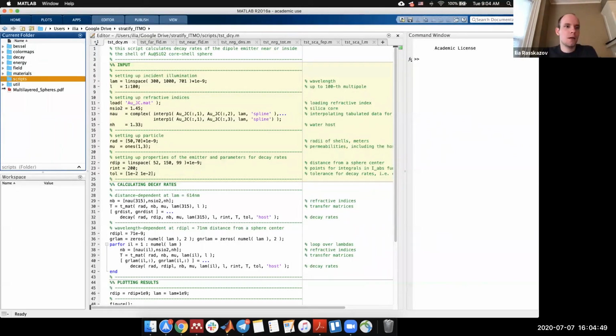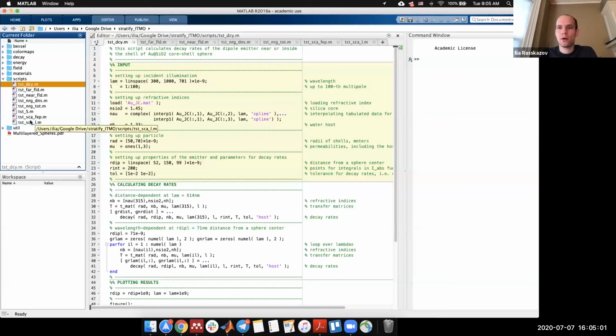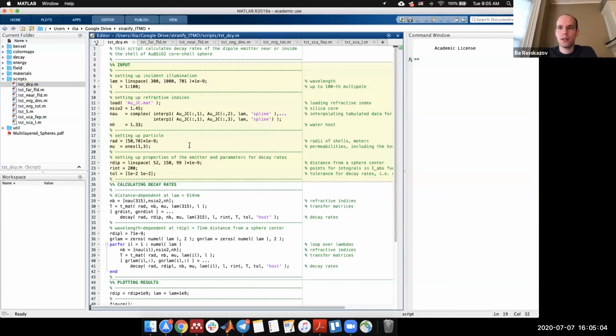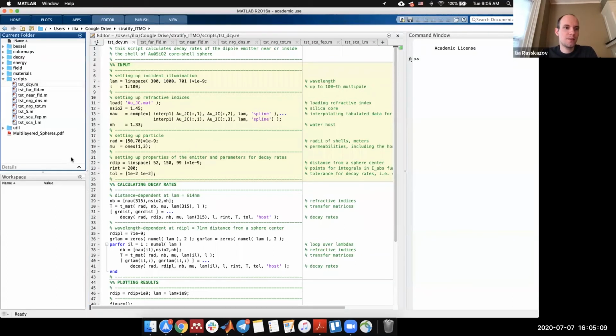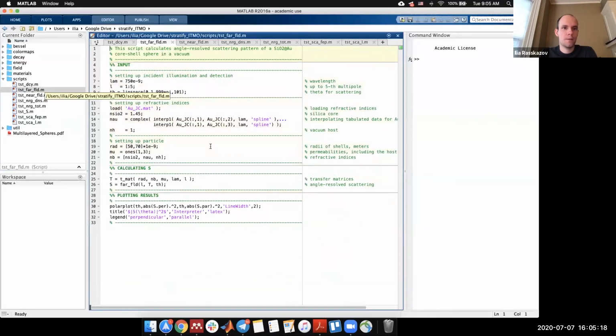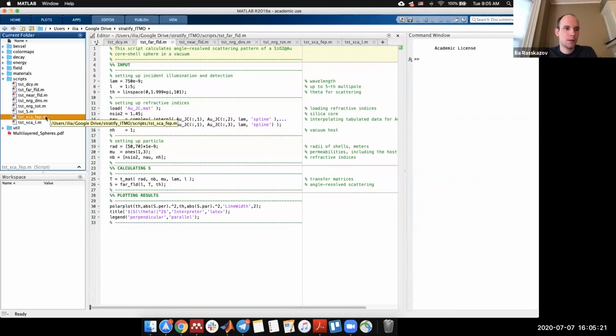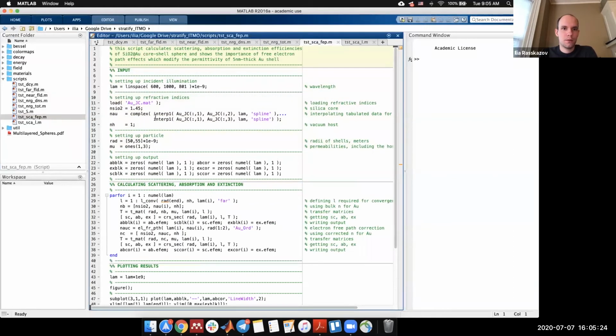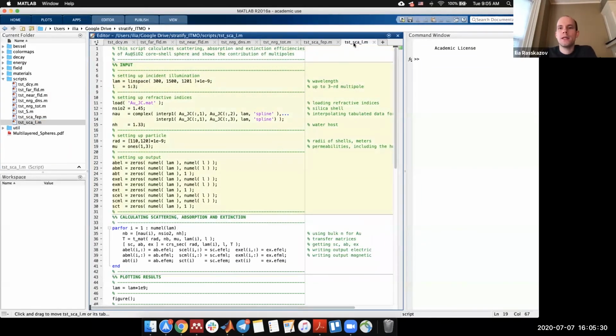So let us start. Let us try to warm up a little bit. So I suggest to open the folder scripts. These are a number of scripts which we are going to launch today, to see how they work. And the simplest one is, I believe, this one. No, take it back. Okay, this one, test scattering L.